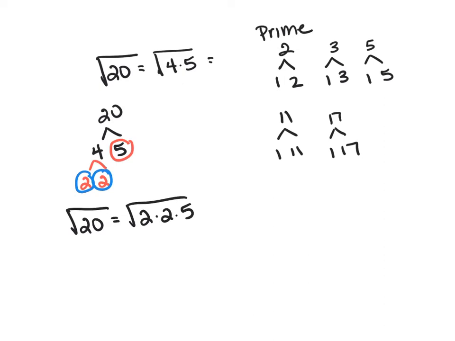And again, I'm looking for pairs. Do I have any pairs here? I have a pair of 2's. Because I have a pair of 2's, one from the pair comes to the front, and whatever's left underneath will stay here. So I get 2 times the square root of 5. And this is what we call the simplified square root. Let's do one more.